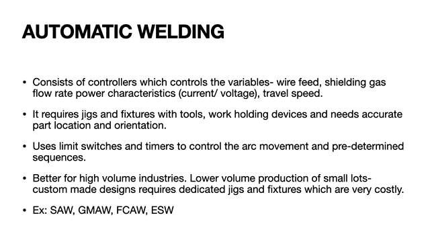The main cost associated with automated welding is not only the controller but also the complex jigs and fixtures associated with it to hold the workpiece in a particular position. So these jigs and fixtures are actually needed, and they need to be accurately positioned as well. Otherwise, if it is not oriented or positioned properly, it will naturally affect the quality of the weld produced. This will also have certain limit switches and timers to control the movement of the arc as well as the sequence of the welding.